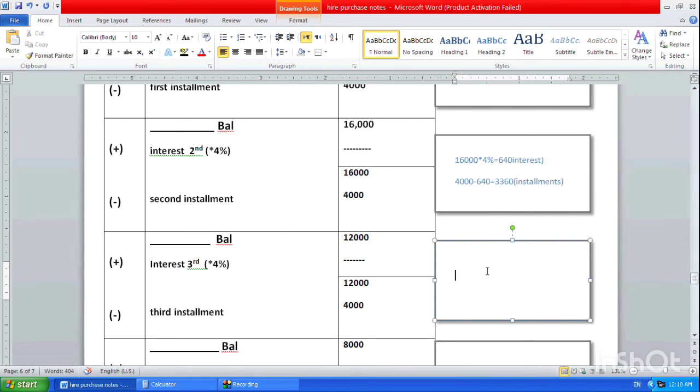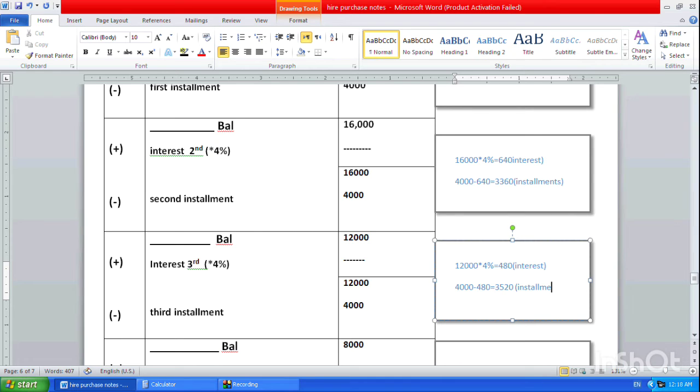Calculate the interest and installment amount separately. 12,000 into 4%. 480 we got as interest. So if we want to know the installment, 4,000 minus 480 is equal to how much we are getting? We are getting 3,520 as installment.